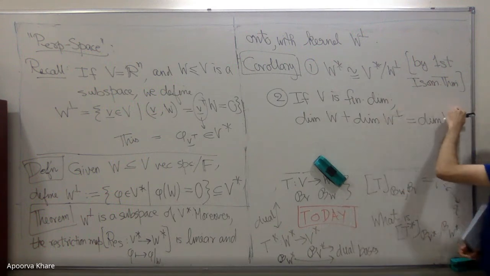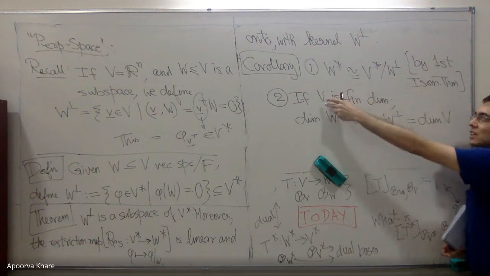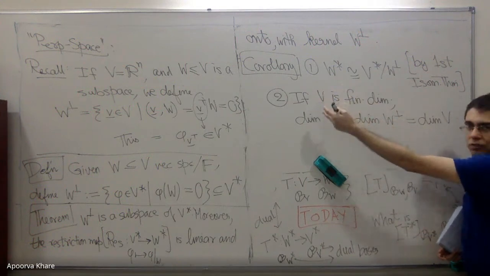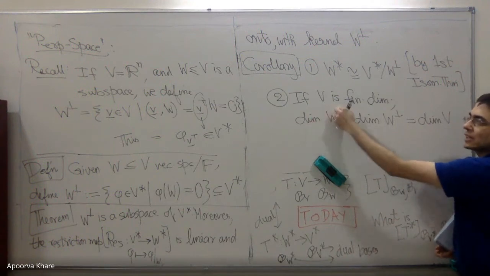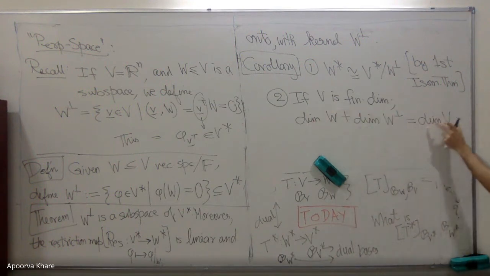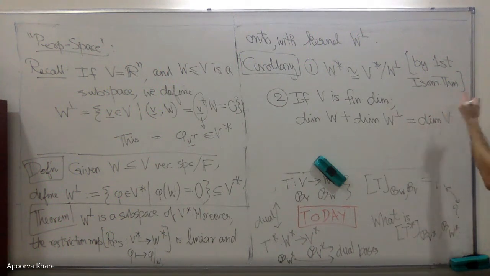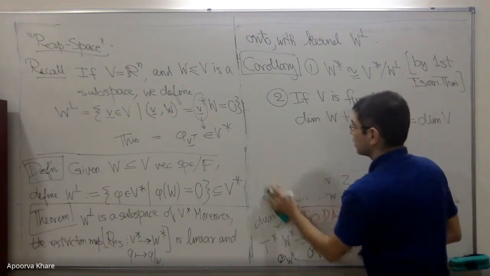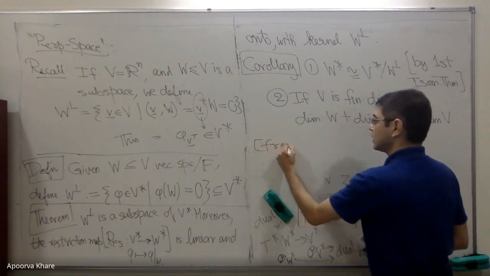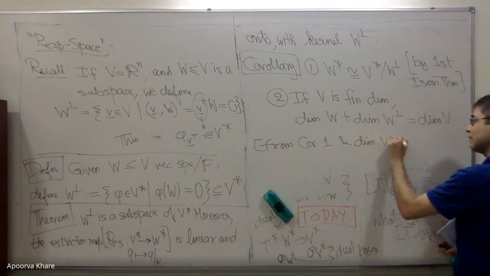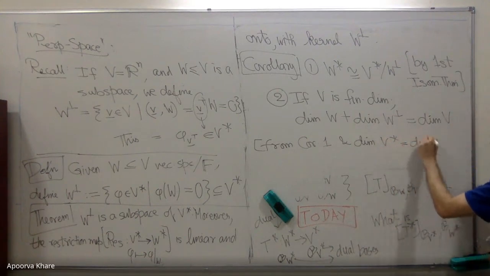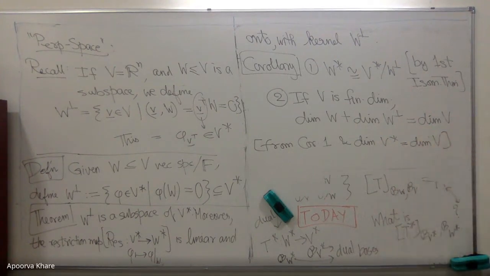is dimension V star. But if V is finite dimensional and so W is also finite dimensional, then W star and W have the same dimension. So this number doesn't change if you put a star. And V star and V have the same dimension, so this number doesn't change whether or not you put a star there. So therefore that's true. I just say from corollary 1 and dim V star equals dim V. And similarly for W. Right?